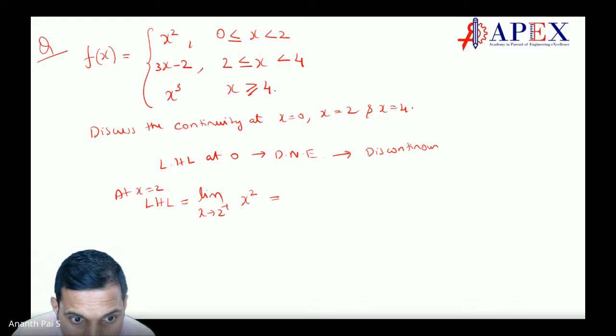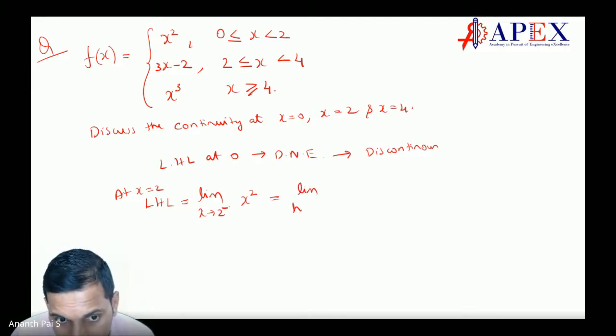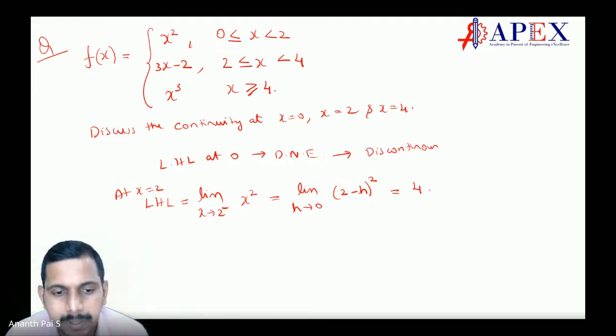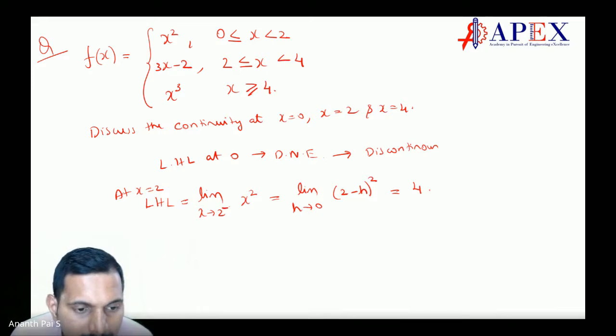2 minus, not 2 plus, 2 minus, I'm sorry, 2 minus. What is that? When it is 2 minus x square, it becomes limit h tending to 0, 2 minus h the whole square, correct? So as h tends to 0, it is 4, correct? Makes sense? Let us see what is f of 2. What is f of 2?